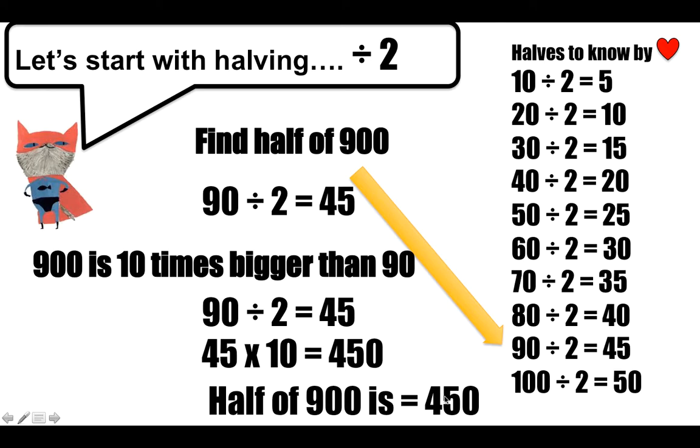You can see here the very clear connection where we know that half of 90 is 45 and half of 900 is 450, a number that is 10 times bigger. Okay, so these basic facts related to halving are really your starting point. Let's have a look at some other examples now.